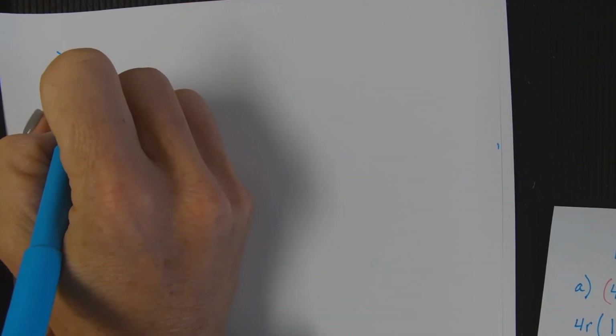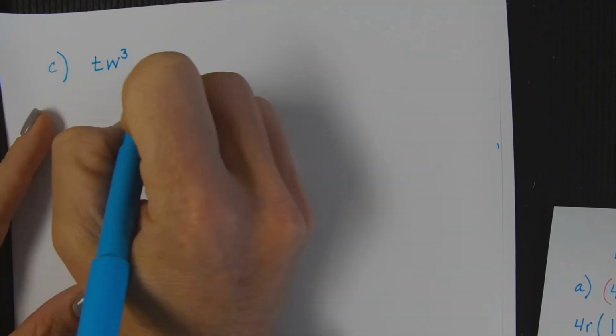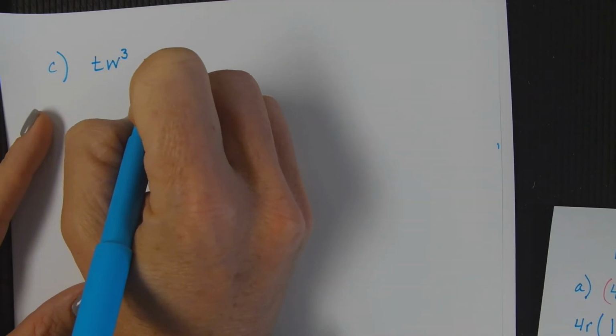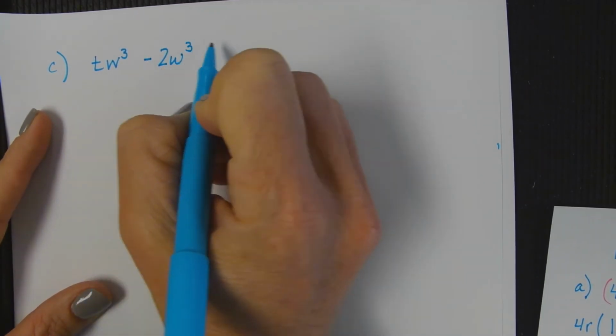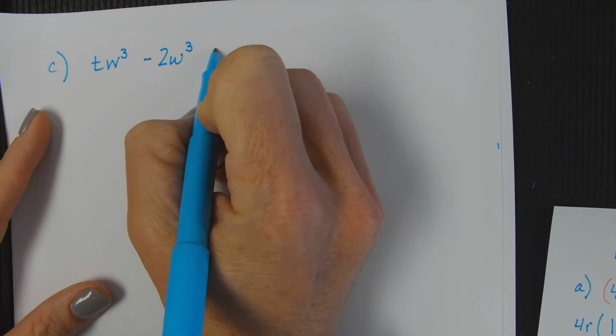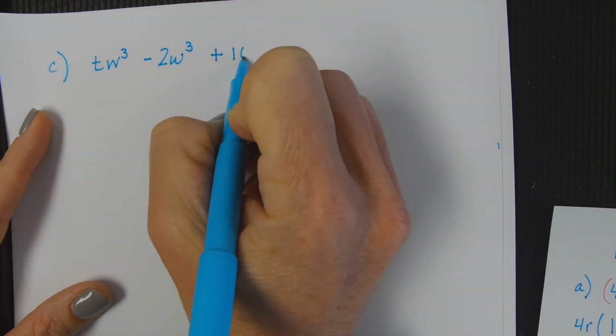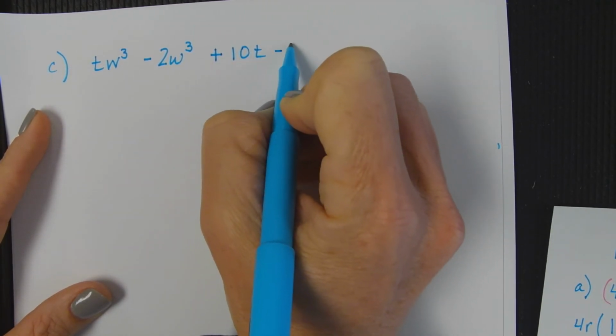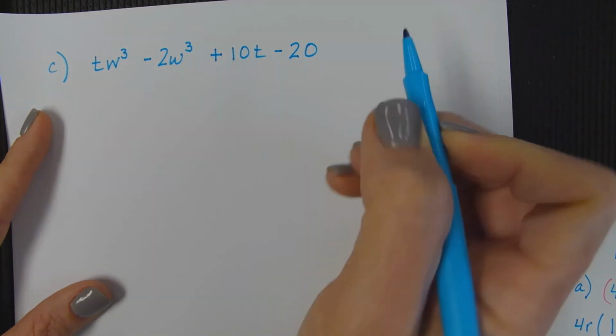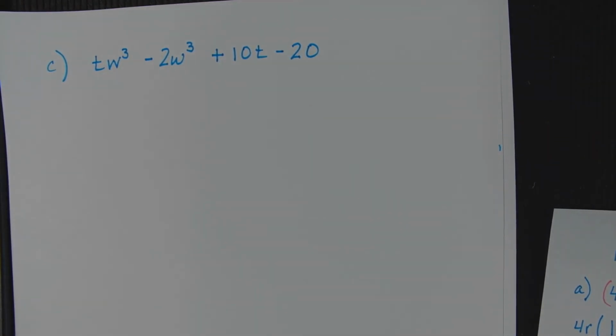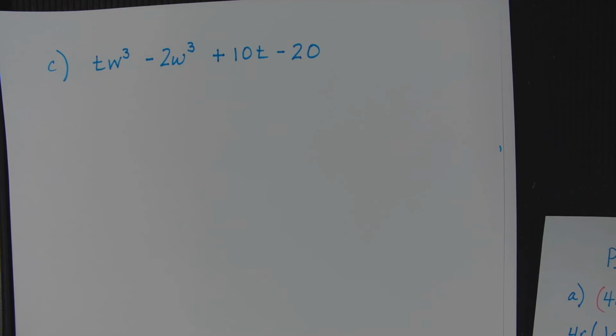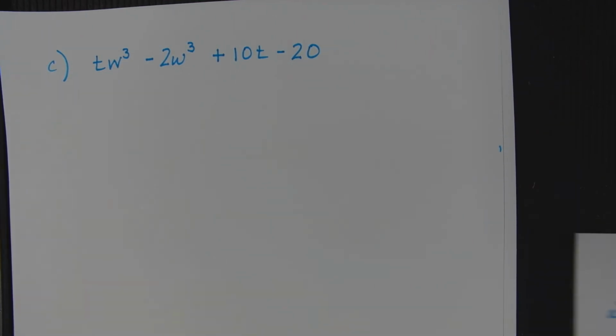T W to the third power minus 2W to the third power plus 10T minus 20. All right, again, how many terms do we have? 4. So looking at these terms, do we need to rearrange? No. I don't think so.